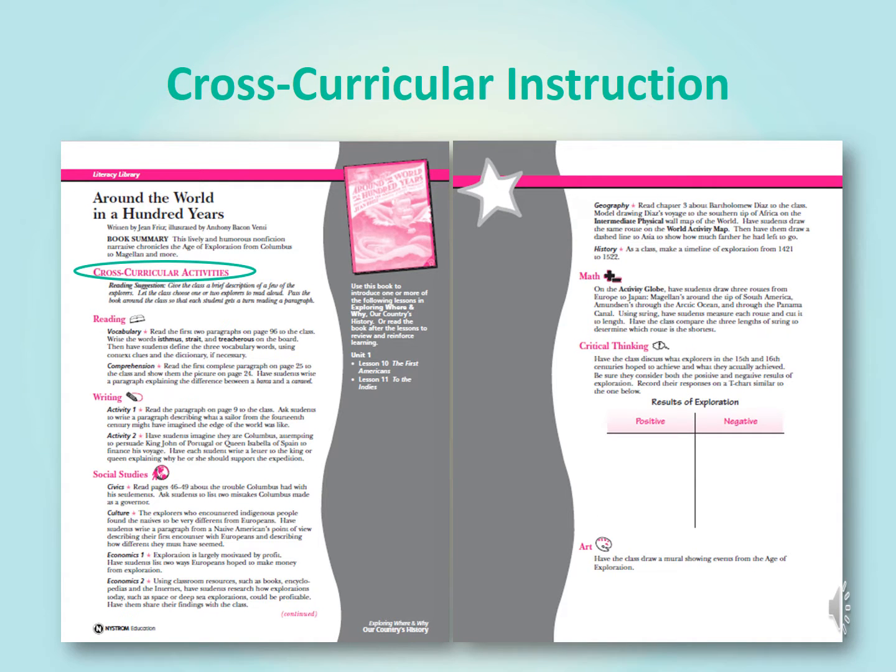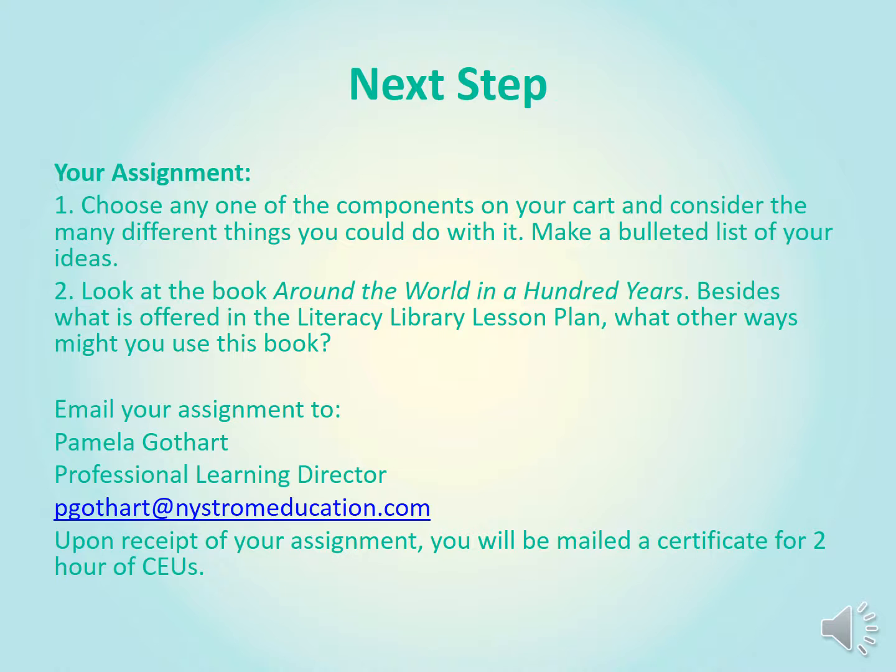Here, as you can see with the book Around the World in 100 Years, there is a lot of opportunity for cross-curricular connections within the literacy library itself. There's opportunities for reading, writing, social studies, math, critical thinking, and art. Not every book has the same components. They vary considerably.